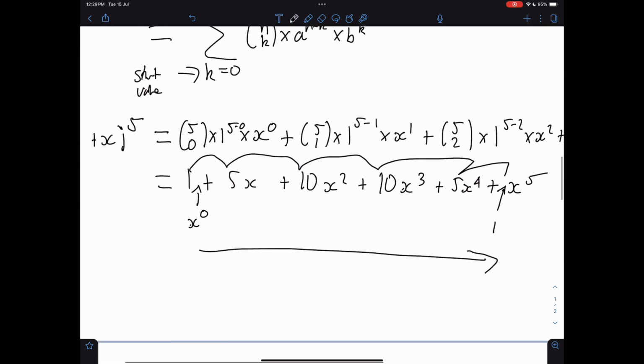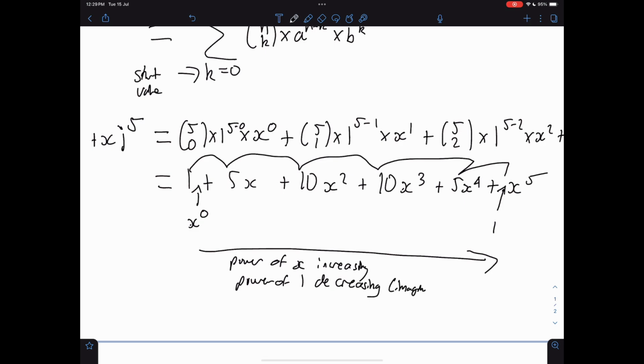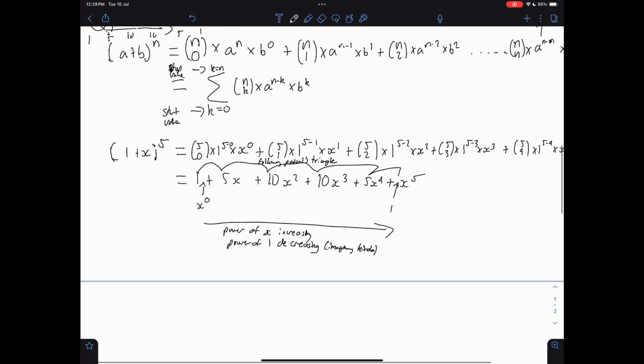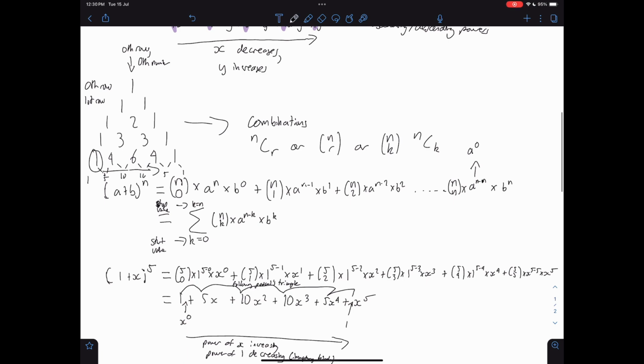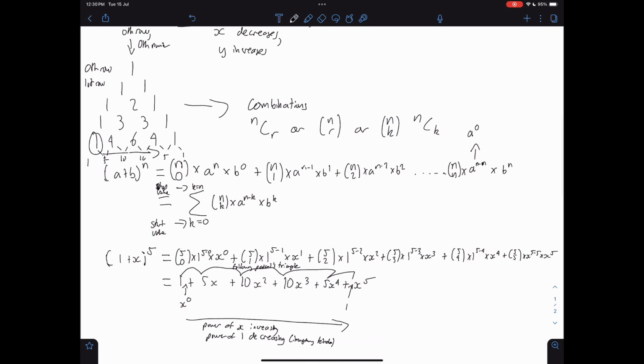And as you can see, as I said before, your x powers are increasing, and your powers of 1 are, in a way, decreasing. It's a bit invisible, but yeah. So once again, just to remind you, this is following Pascal's triangle. I hope this example has made the general gist of binomial expansion clear. I'll record a second video for more problems.